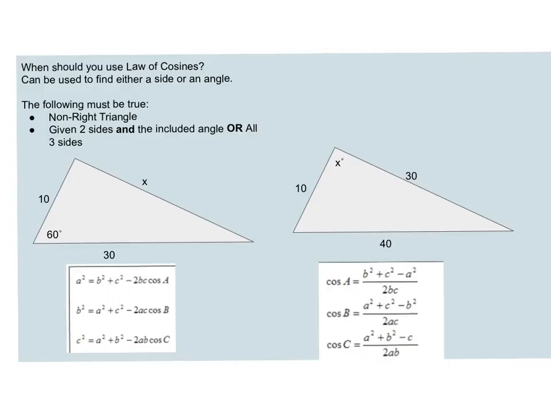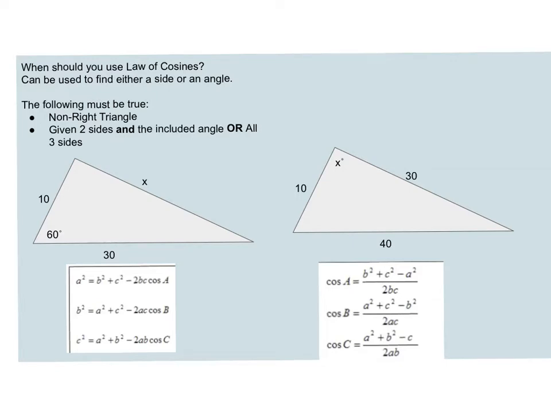There are two specific situations where we use the law of cosines. First of all, it has to be a non-right triangle. Just like with the law of sines, we want to use a non-right triangle. If it's a right triangle, then we'll just use SOHCAHTOA. Then, if it is a non-right triangle, you need to have one of two very specific conditions.